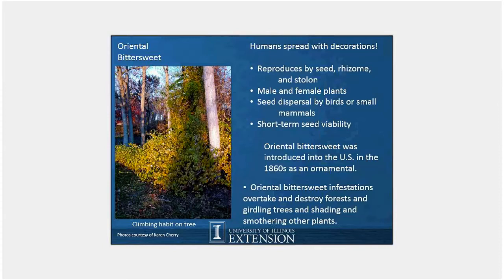This plant, Oriental bittersweet, was introduced as a horticultural plant from East Asia around the 1860s, and it was widely planted on the East Coast, and it started to be noticed as a highly invasive plant in the early 1900s. Oriental bittersweet can spread through and destroy a forest by not only girdling trees, but also shading out and smothering other plants.